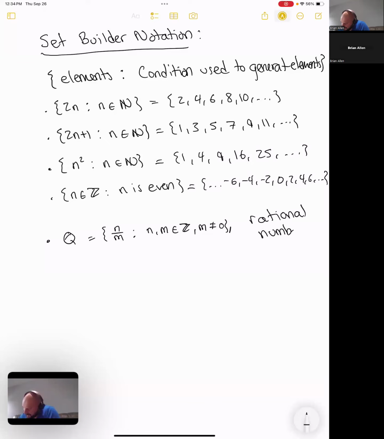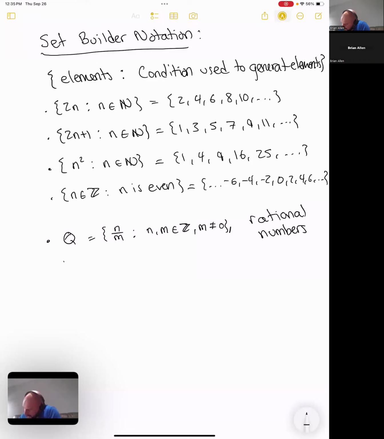I should say that there's a slight technical issue here, which is the way I've written this, it appears that 2 over 4 and 1 over 2 are possibly different elements of this set. So technically, to make this make sense, I have to also say that if you reduce the fraction, so 2 over 4 gets reduced to 1/2, I consider that the same fraction. I'm not going to make a big deal of that right now, but if we wanted to do a careful construction of the rationals, we would have to worry about such a thing.